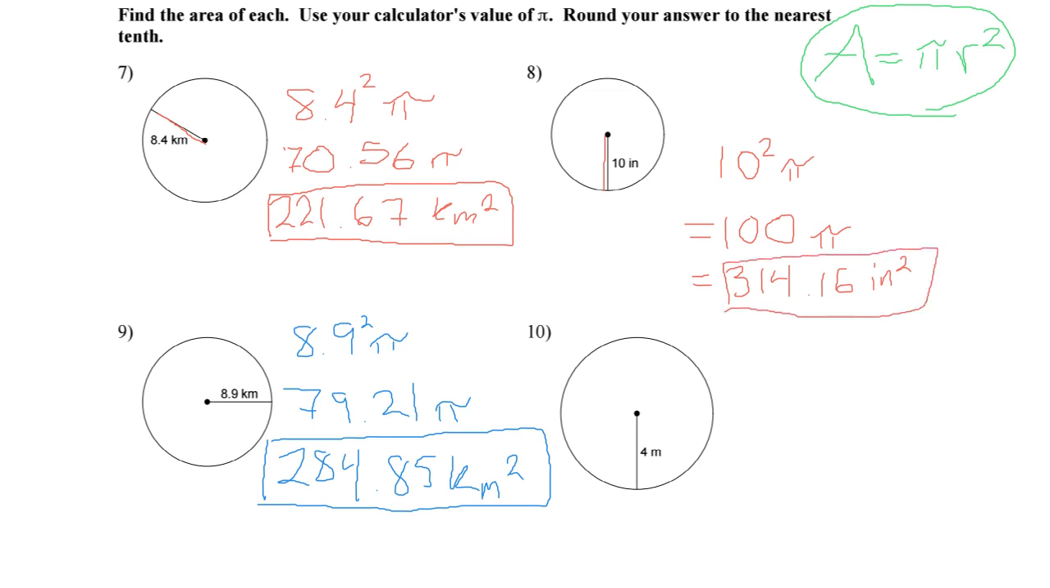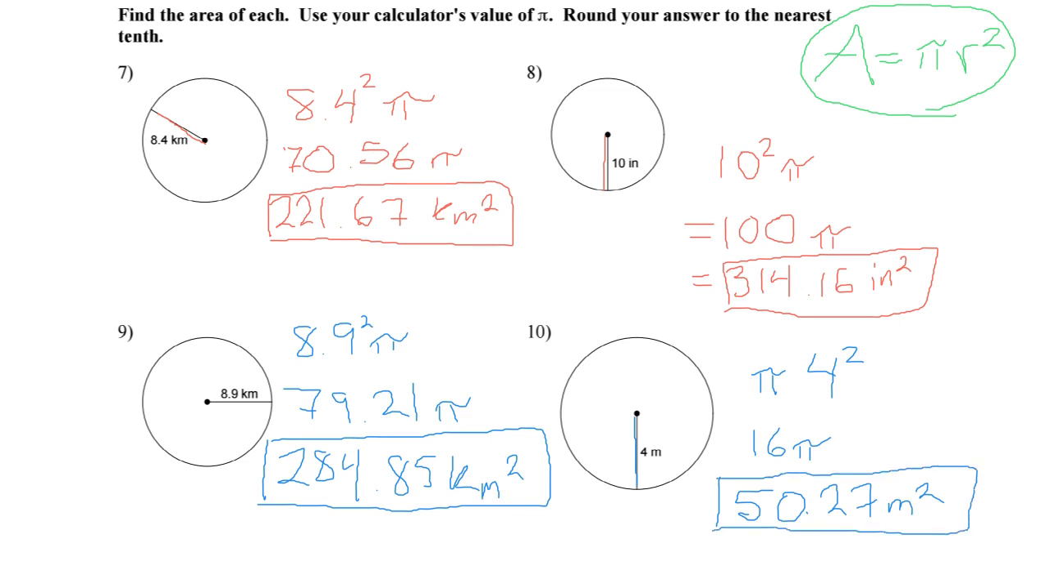Okay, and finally number 10. Here we have 4 meters as the radius, so we're going to do pi times 4 squared. I'll write it the same way it's written in the formula. And pi times 4 squared is going to be the same as 16 pi. Now, if we multiply that out on the calculator, that's going to give us 50.27 meters squared. I think we actually did that problem in the first video.